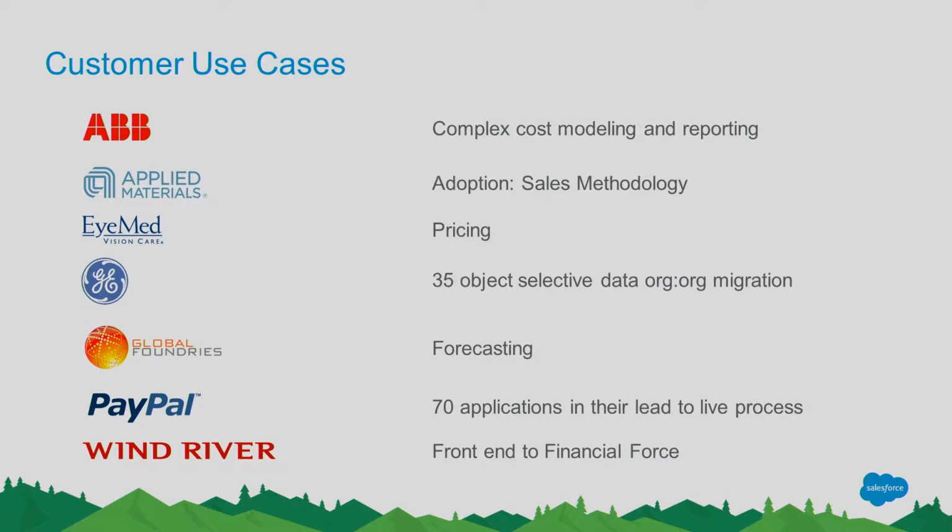PayPal, you'll see what Pranav shows you in a minute, what we call an app, which is just a workbook, have 70 Xauthor applications running in what they call their lead to live process. Why? The cost of inaccuracy for them downstream is so significant. They needed to improve their accuracy and adoption. They put this in. They have 70 of these applications running. It has completely changed how Salesforce is being used. And finally, at Wind River, who's using a partner application, Financial Force, which I'm sure you're all aware of, again, you're dealing with really complex grids, long pages of lines that need to be updated all the time.